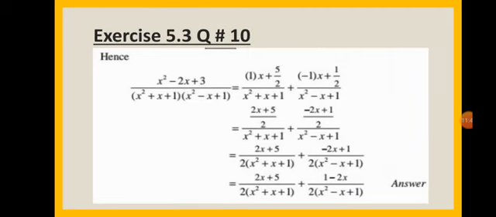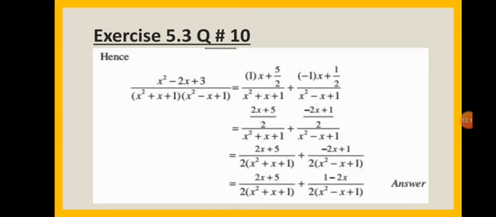Moving on, students, all these values will be put in the equation number 1, from where we started. A x plus b means 1x plus 5 over 2. C x plus d means minus 1x plus 1 over 2. When we simplify the numerators, we will get 2x plus 5 over 2 minus 2x plus 1 over 2.